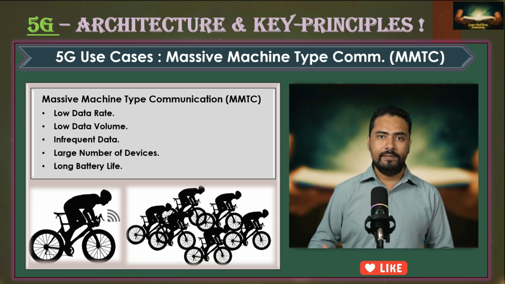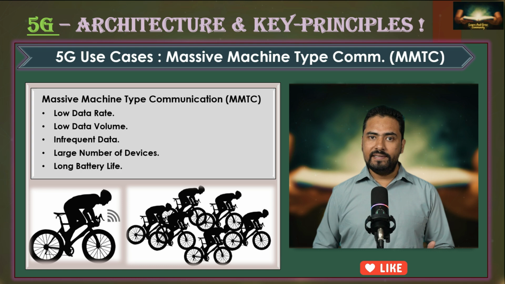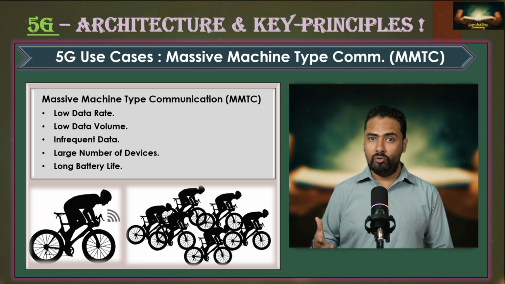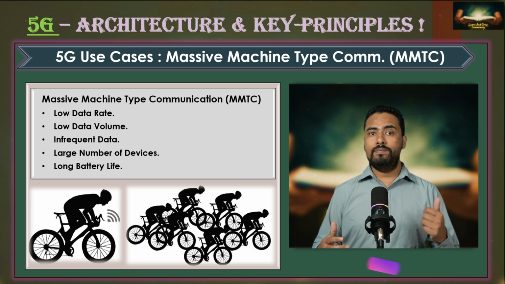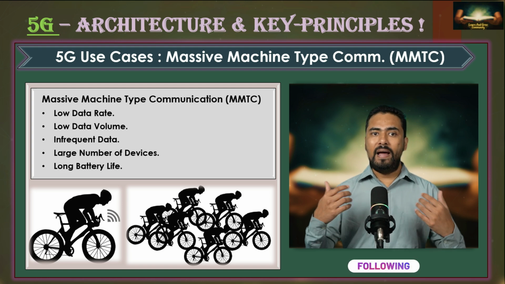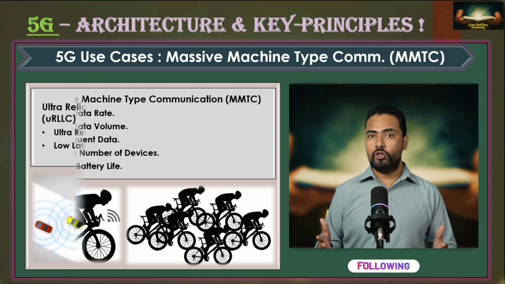And the expectation from such devices is to have a long battery life, like many years from just a couple of batteries. This category of devices is expected to be in huge numbers in the future, and 5G is designed to handle a large number of those devices within a single area, which makes it perfect for smart cities, agricultural areas, and other applications where many devices need to communicate with each other.